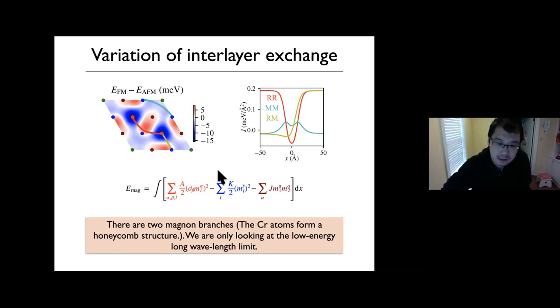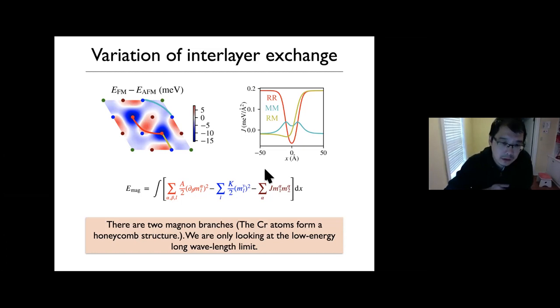Now, to actually solve the magnon problem, the first thing we need to do is determine the classical ground state. Again, we're going to use this functional. A is the intralayer exchange, which is on the order of meV. K is the easy-axis anisotropy, which is roughly 0.3 meV. And J is the interlayer exchange. For the uniform one, J is about 0.1 meV.